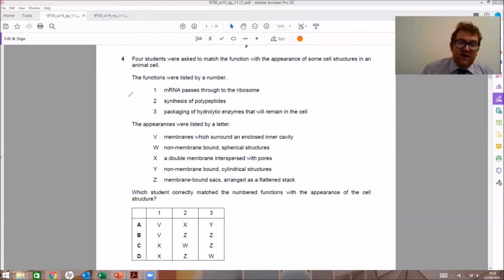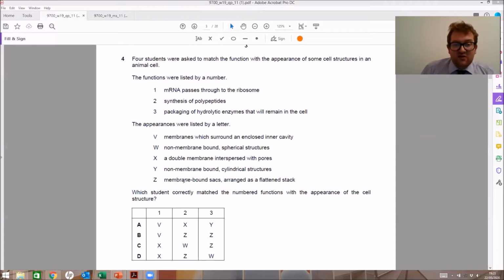Number 1, mRNA passes through to the ribosome. 2, synthesizing of polypeptides. 3, packaging of hydrolytic enzymes that will remain in the cell. The appearances were listed by letter. V, membranes which surround an enclosed inner cavity. W, non-membrane bound spherical structures. X, a double membrane interspersed with pores. Y, non-membrane bound cylindrical structures. Z, membrane bound sacs arranged as a flattened stack.